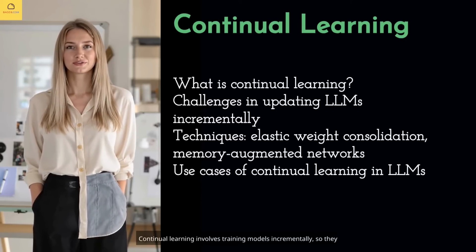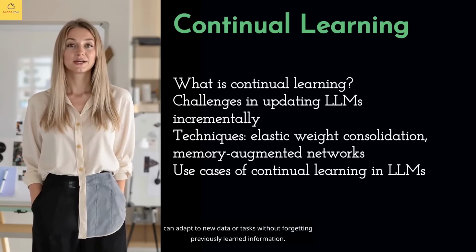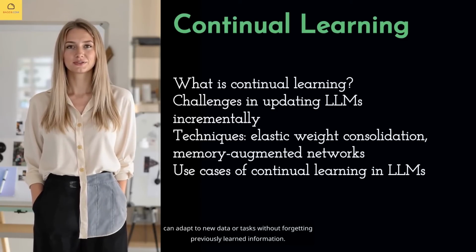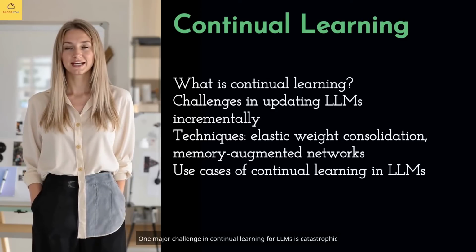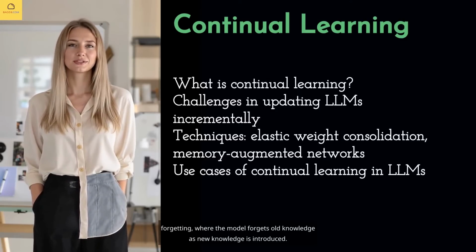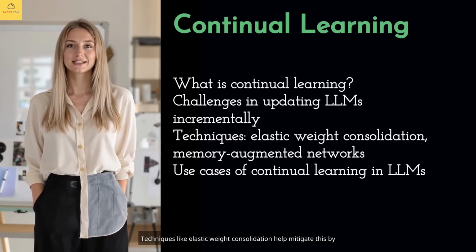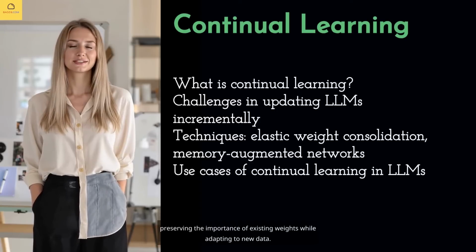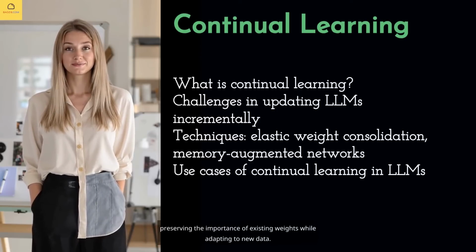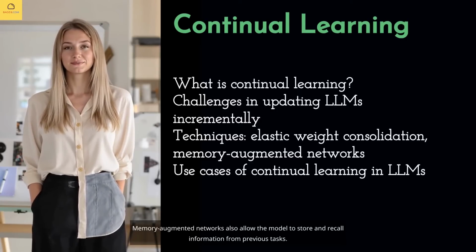Continual learning involves training models incrementally, so they can adapt to new data or tasks without forgetting previously learned information. One major challenge in continual learning for LLMs is catastrophic forgetting, where the model forgets old knowledge as new knowledge is introduced. Techniques like elastic weight consolidation help mitigate this by preserving the importance of existing weights while adapting to new data. Memory-augmented networks also allow the model to store and recall information from previous tasks.